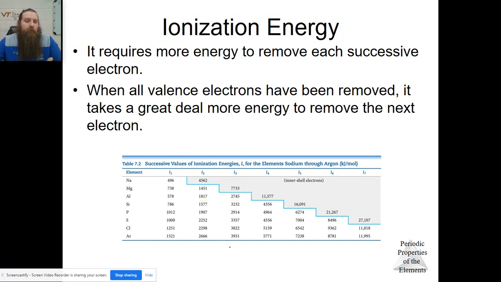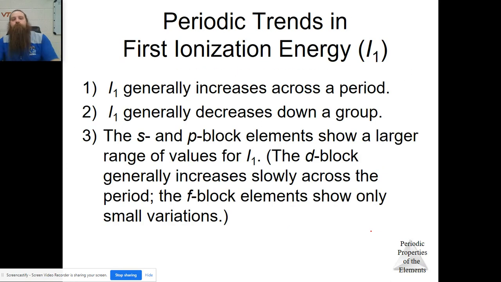So the more electrons you remove, the greater the amount of energy each successive one takes. And you'll notice that once you start to try to take inner electrons, it's very difficult. Now, as far as the trend itself, the first ionization energy increases across a period. Generally, it's going to decrease down a group. The S and P blocks have much larger value changes in their first ionization energy. The D block is pretty gradual. F block has very, very small variations, if any at all. Sometimes they'll be the same.